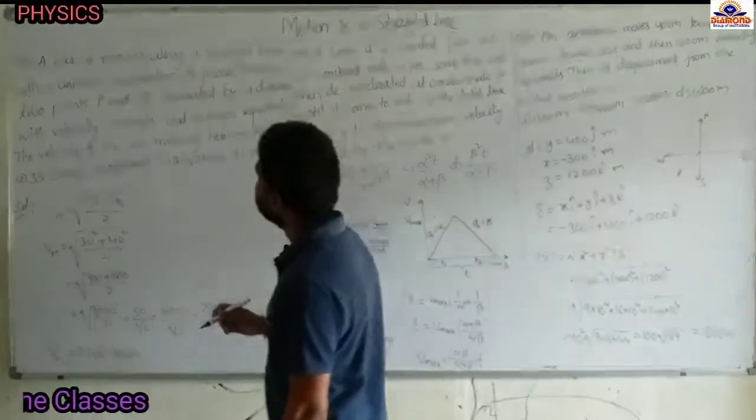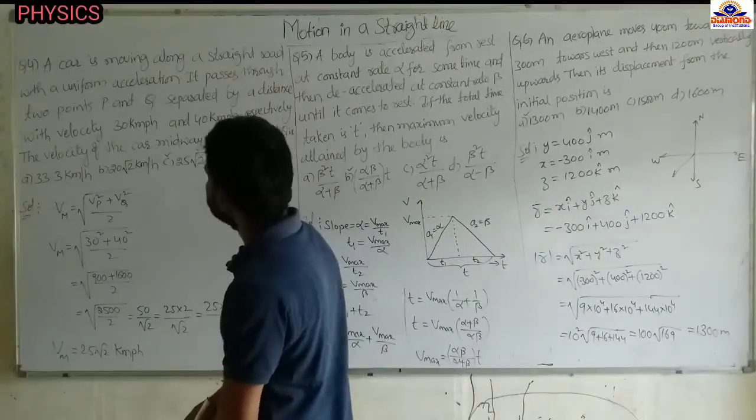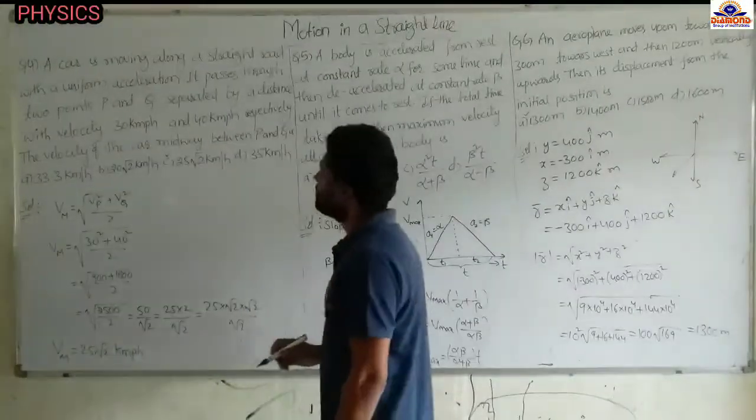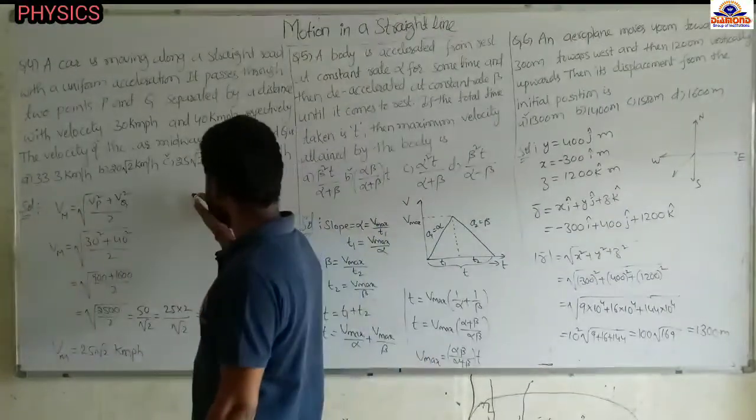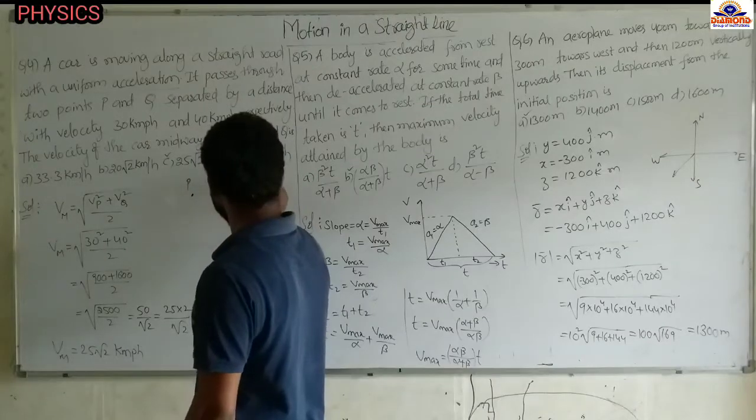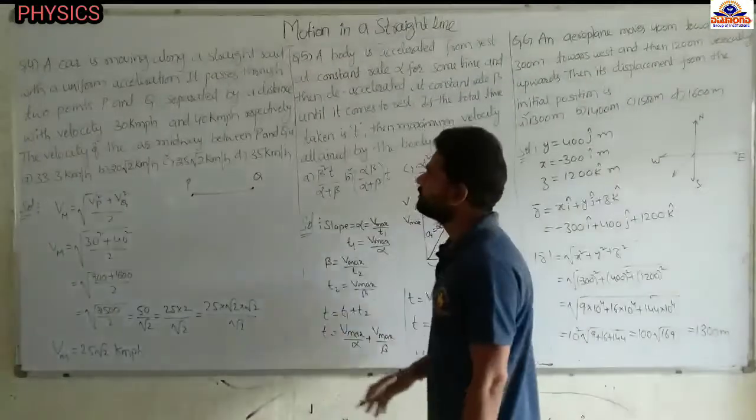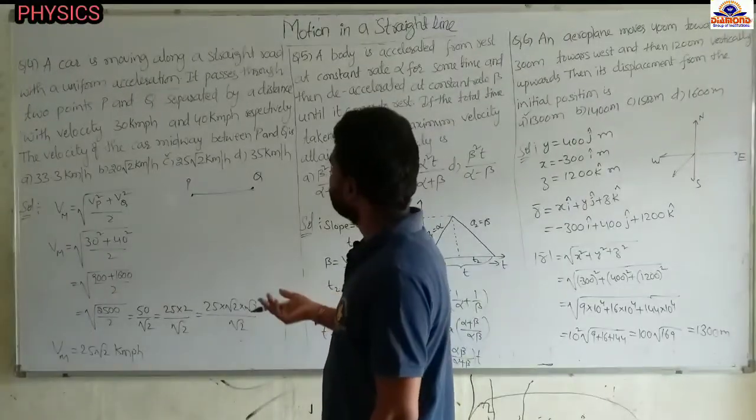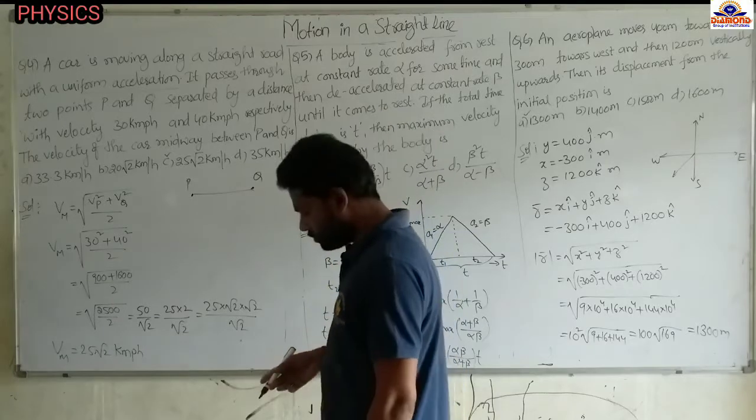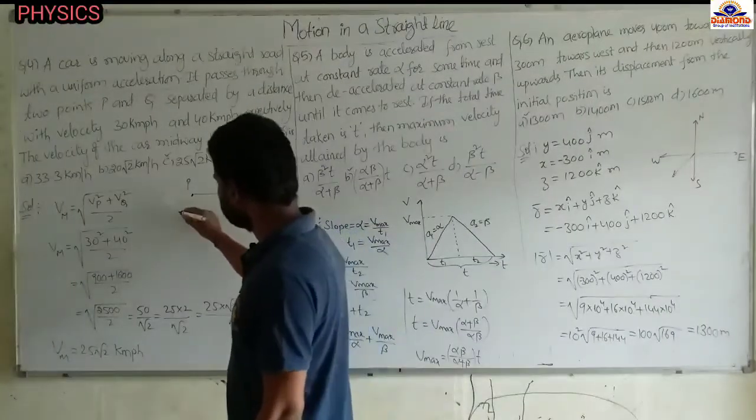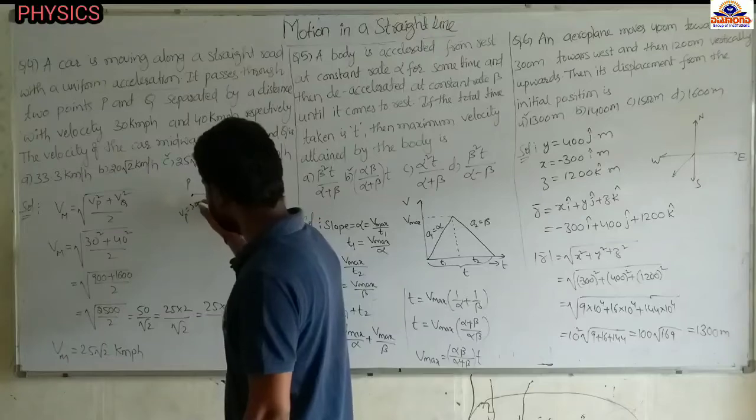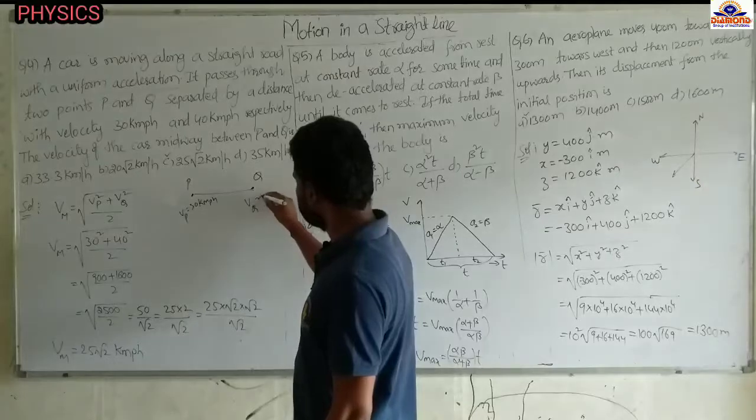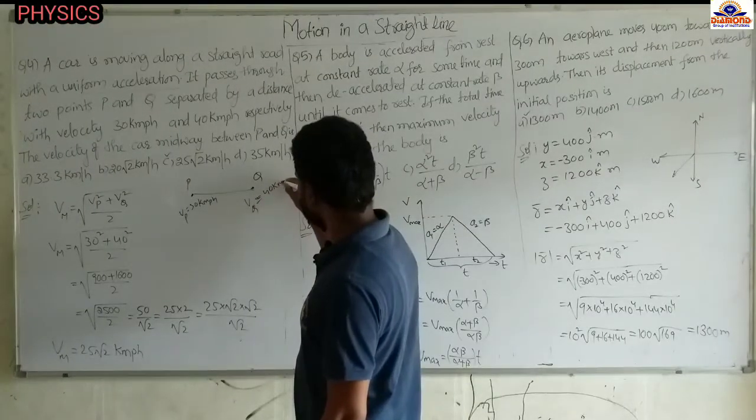Fourth question: a car is moving along a straight road with a uniform acceleration. It passes through two points P and Q, separated by some distance, with velocities 30 km per hour and 40 km per hour respectively. So it passes through the P point with 30 km per hour, and through the Q point with 40 km per hour.